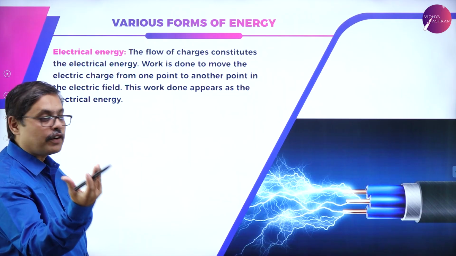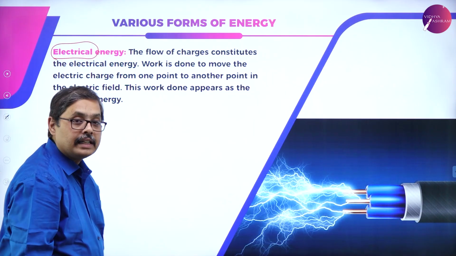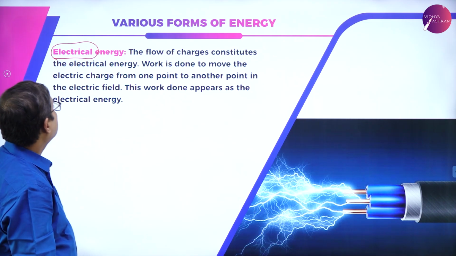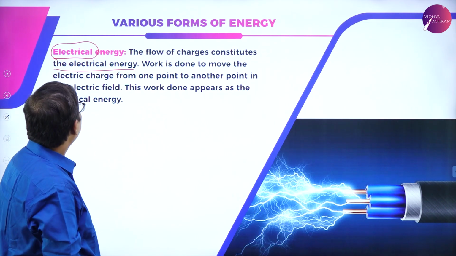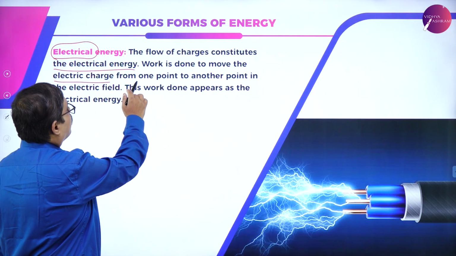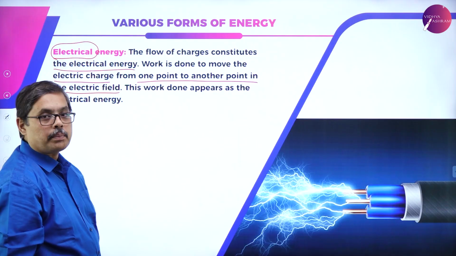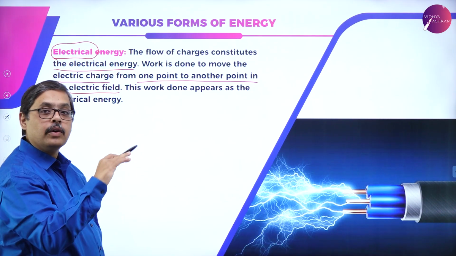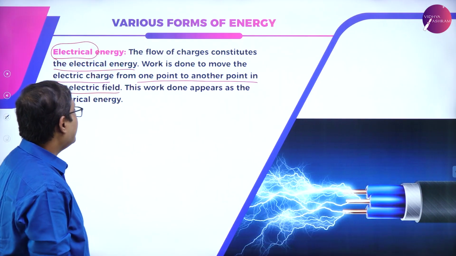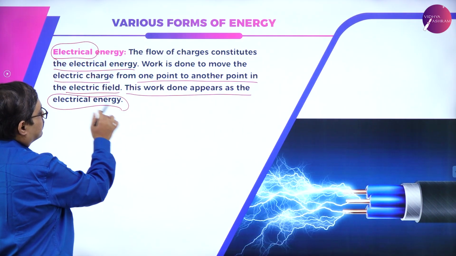The very famous form, which is the electrical form of energy. What is this? The flow of charges constitutes the electrical energy. Work is done to move the electric charge from one point to another in an electric field. The positive or negative charges have to move from one position to another position within an electric field. Okay, this work done will appear as electrical energy.